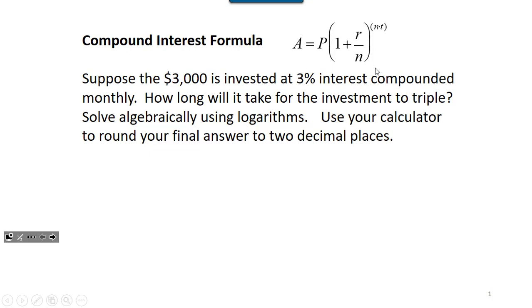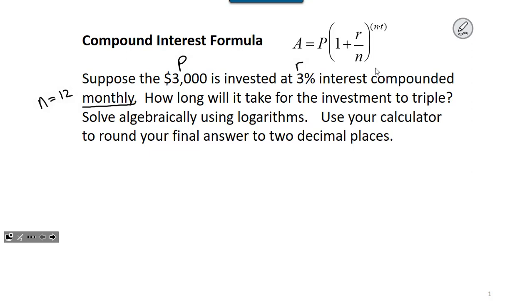All right, so they give us some values here, and we've got our compound interest formula. It says suppose $3,000, so that's our principal, is invested at 3% interest. So we'll have to take our percentage and convert that to a decimal. There's my interest rate. Compounded monthly tells me that my value for n is 12, since we're compounding monthly.